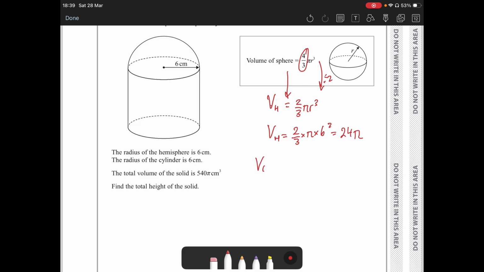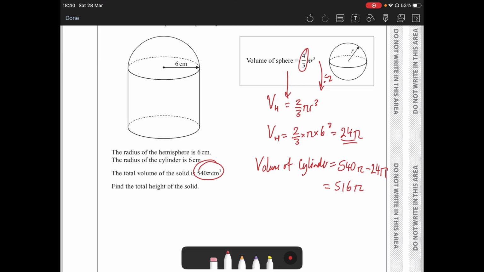So the volume of cylinder will be obviously this. This is the whole shape, but obviously we've now found this hemisphere volume, so we'll take away the 24 pi. So it'll be what, 516 pi, I believe? 516 pi. Do you know what? Let's leave nothing to chance. Yeah, it's 516 pi. So that's the volume of the cylinder.